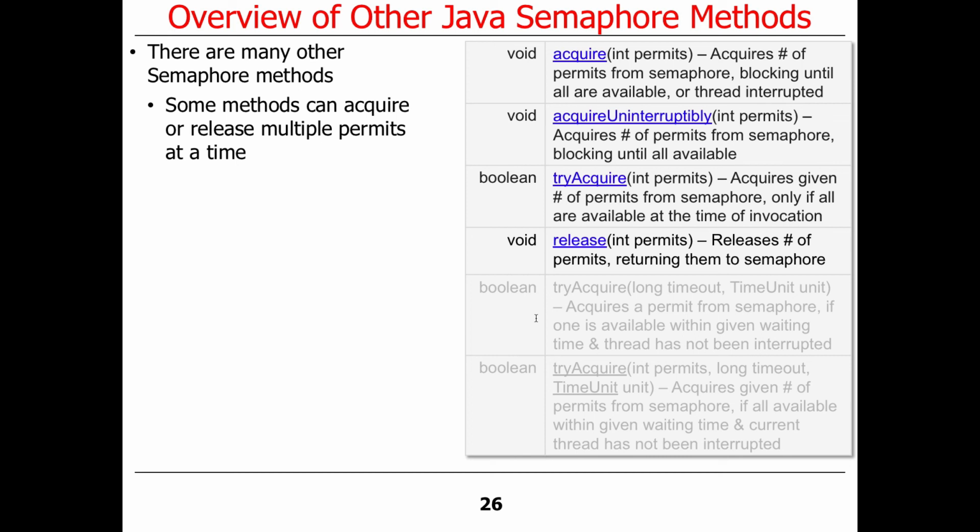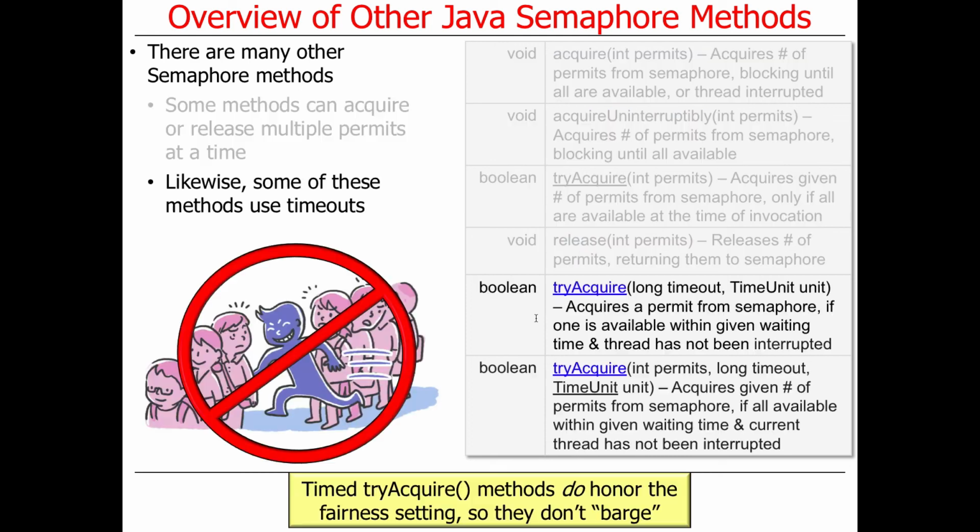And obviously, selling a seat for a concert had better be an atomic operation, or you'll end up with multiple people trying to sit in the same seat, which would be a problem. So that's a use case for acquiring multiple permits. And you can see you can do it either non-interruptibly or interruptibly, either non-blocking, and you can also release multiple permits at the same time. So those are some methods.